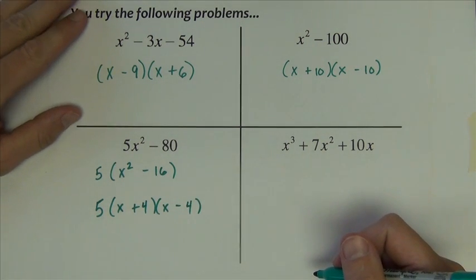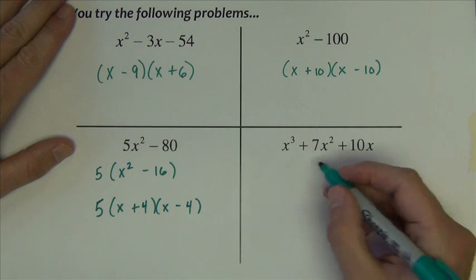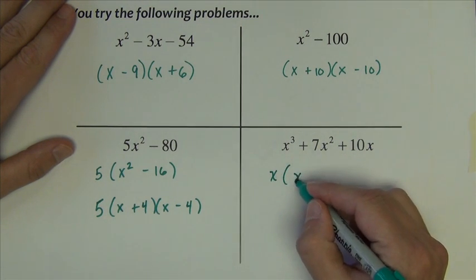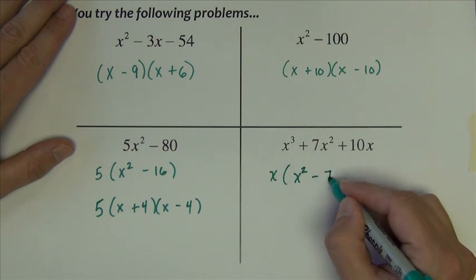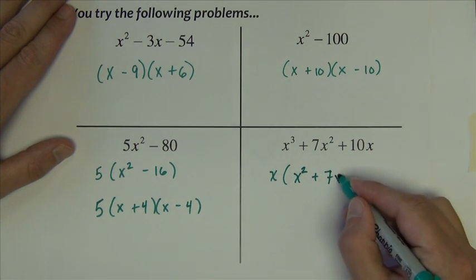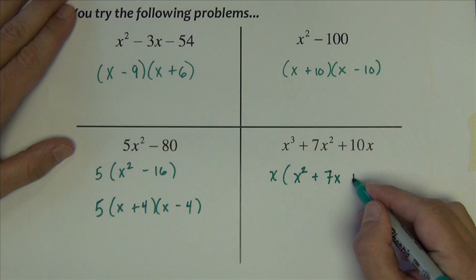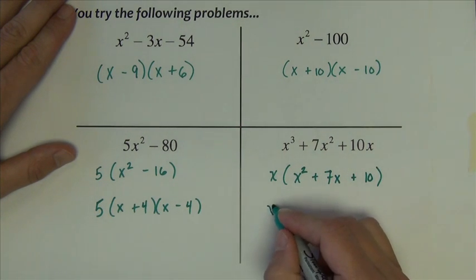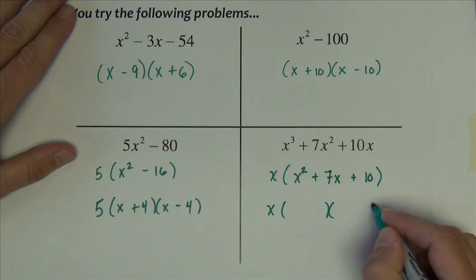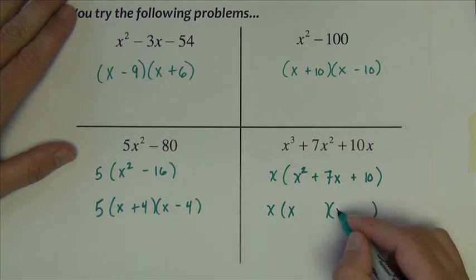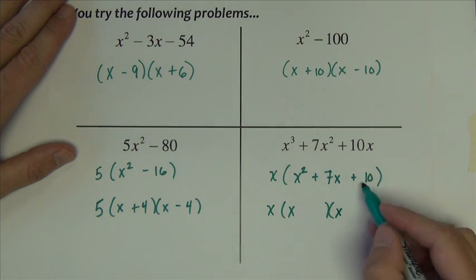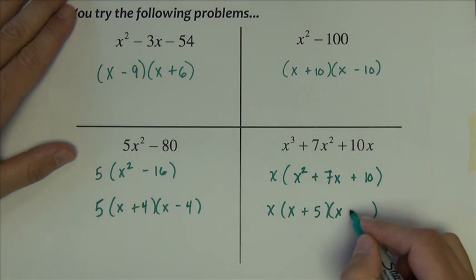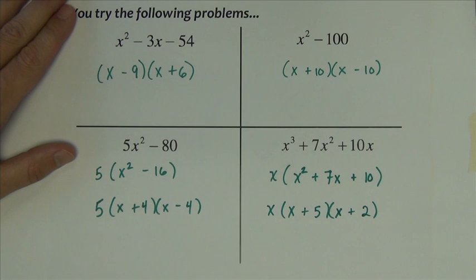And the last problem is unique and different than all the rest. There is a common factor, but it's a common factor of x. So we take an x out of everything. It takes 1 power off all the x terms. And now we continue factoring this. X squared is x times x. We want numbers that multiply to 10 and add to 7. So positive 5, positive 2.